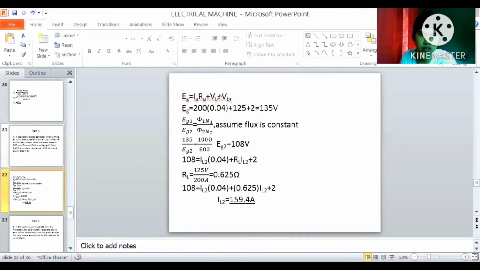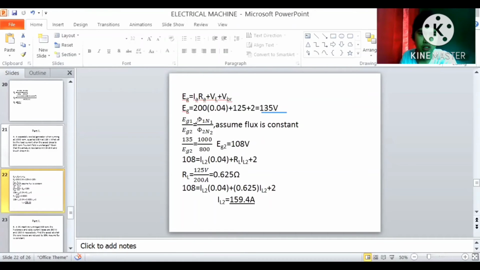So we use this formula: EG equals IA RA plus VL plus VBR. So EG equals 200 times 0.04. Our IA is 200, our RA is 0.04, plus our VL is 125, and our VBR is 2. So 200 times 0.04 plus 125 plus 2 equals 135 voltage.